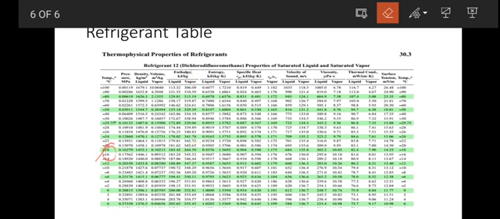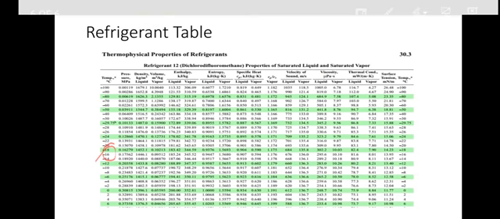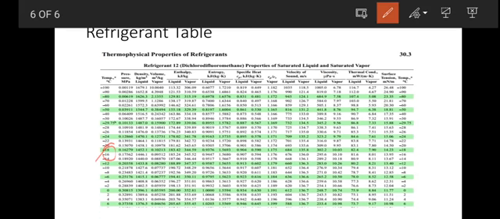Now the entropy. The entropy column is also given, and again there are two different columns. The first one is the liquid entropy, denoted by sf. That means the entropy at the liquid point at minus 18 degrees Celsius. In the green row, we have 0.9376 kilojoule per kg Kelvin.